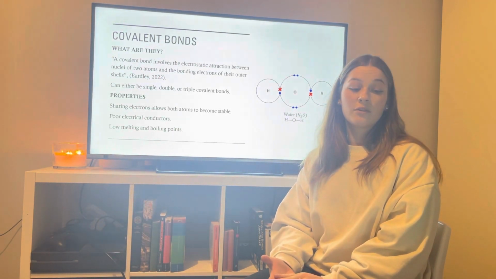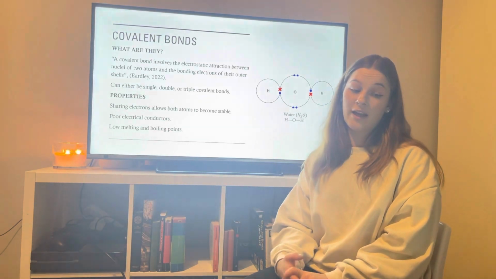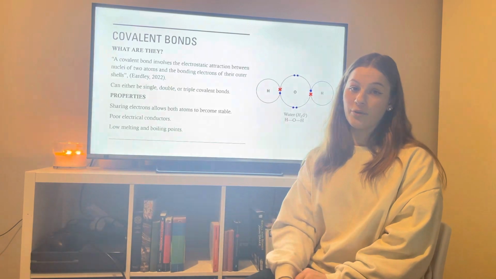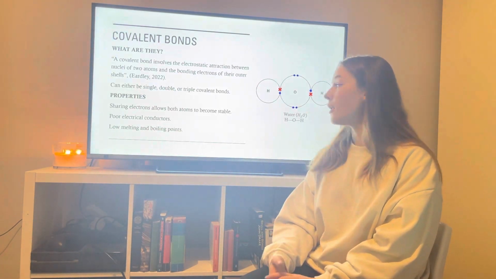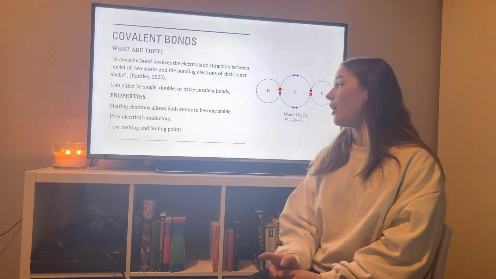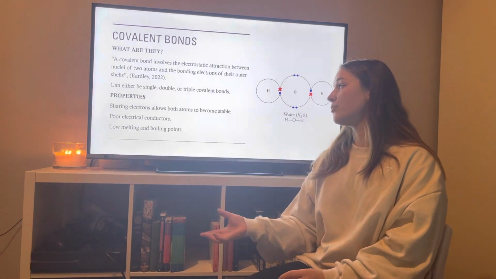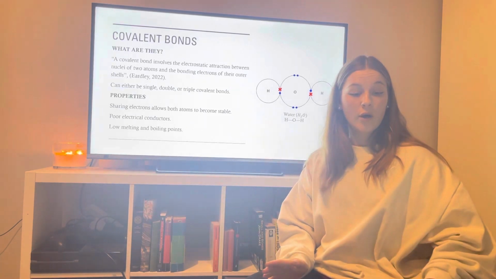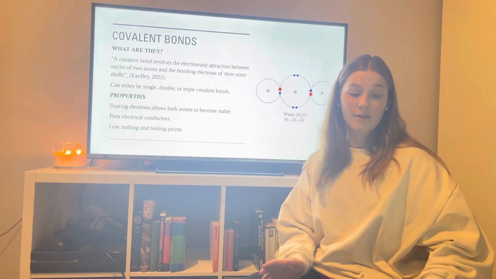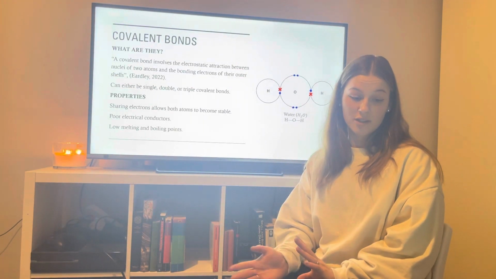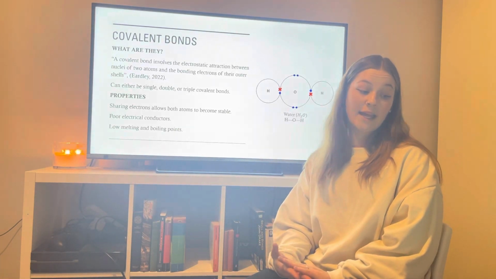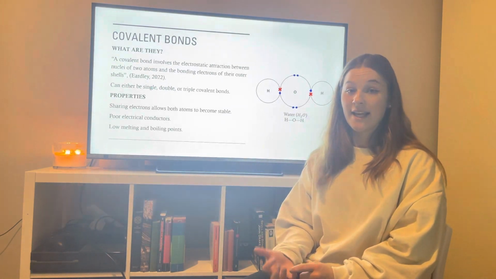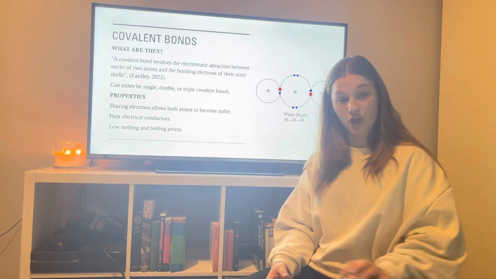Covalent bonds only occur between non-metals. Electrons are shared rather than being transferred, like in ionic bonds that we saw earlier. Properties of covalent bonds are that sharing electrons allows both atoms to become stable at the same time. They're poor electrical conductors. If they're in solution, they do not conduct at all. And they have low melting and boiling points as a gas, solid or liquid, unless the substance is a giant covalent structure.